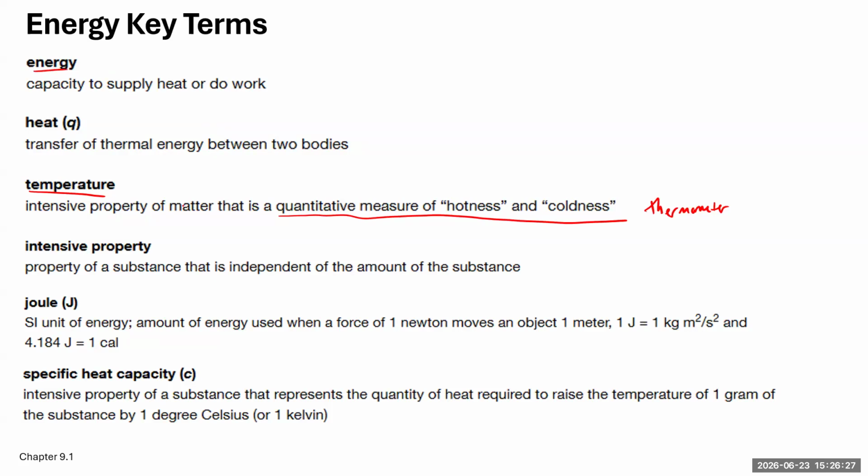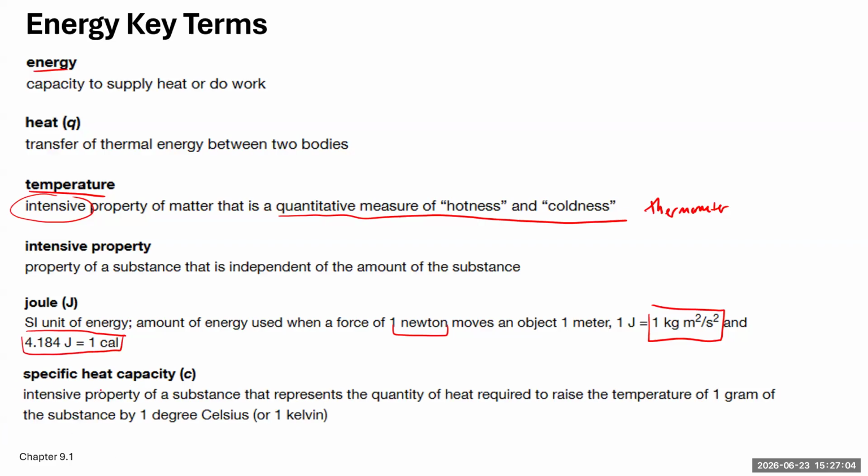Energy is the capacity to supply heat or do work. And this says intensive property: a property of a substance that is independent of the amount of substance. Joule is an SI unit of energy. And it has a funky definition, right? When a force of 1 Newton, well, we don't know what a Newton is, moves an object 1 meter. Well, we know what a meter is. And the units are kilogram meter squared per second squared, which again is weird. We also have an equivalence of joules and calories, right?